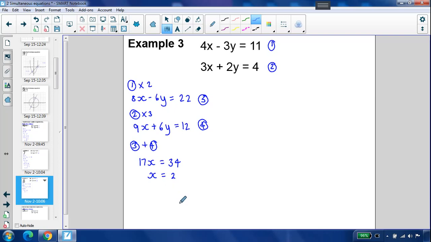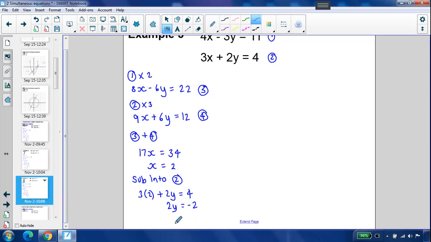Now I can substitute. I'm going to substitute it into equation 2. So sub into 2. So I'll have 3 multiplied by 2 plus 2y is equal to 4. Now this will be 6, so when I take 6 from both sides, I'm going to have 2y is equal to minus 2. And then when I divide by 2, I'll have y is equal to minus 1. So as a coordinate, it will be 2, minus 1.